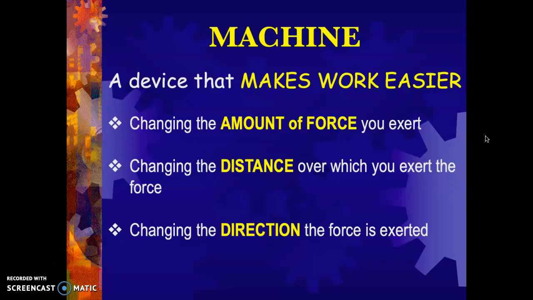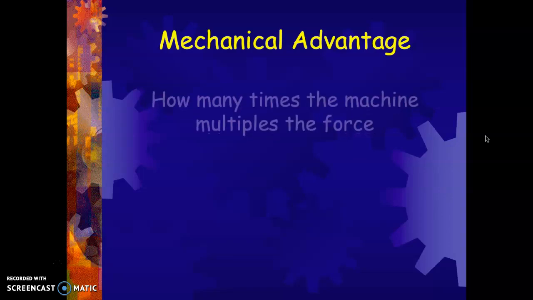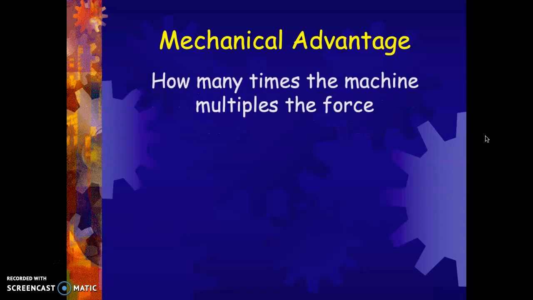Now, when we are making work easier or changing the amount of work, what we are talking about is mechanical advantage. What is the advantage of using the machine? Okay, so how many times the machine multiplies the force? When we talk about mechanical advantage, one of the major advantages of using a machine is to reduce the amount of force that we have to use or apply to the object. Okay, we can calculate this, and that is something called mechanical advantage.